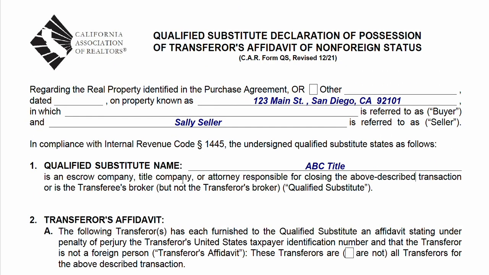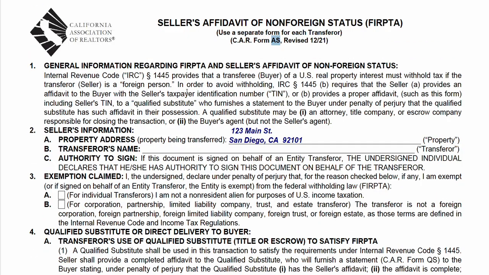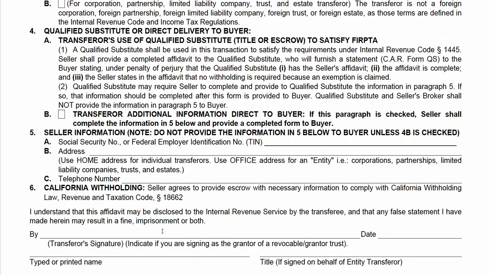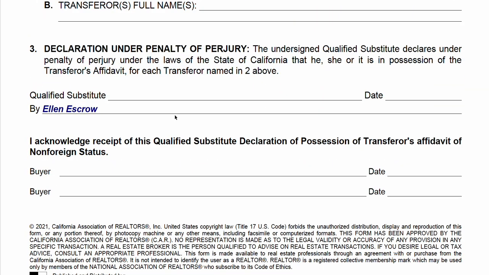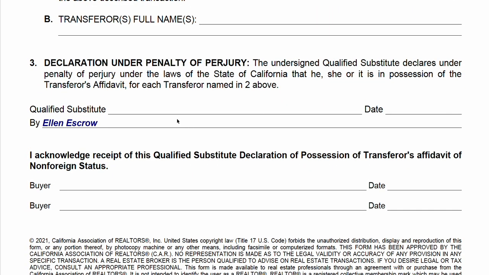And that's it. So in summary, CAR Form AS, fully completed out, or the QS. And as long as you have one of these two forms that's complete, then you'll be fine.